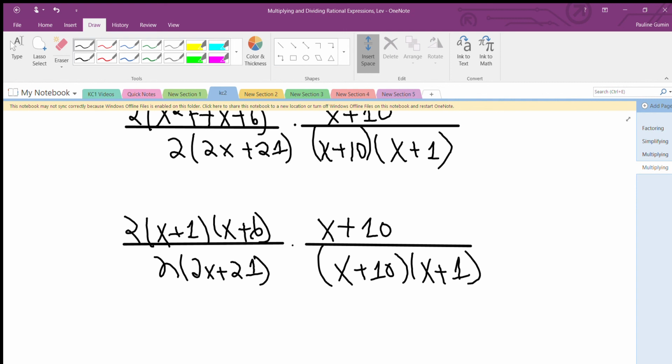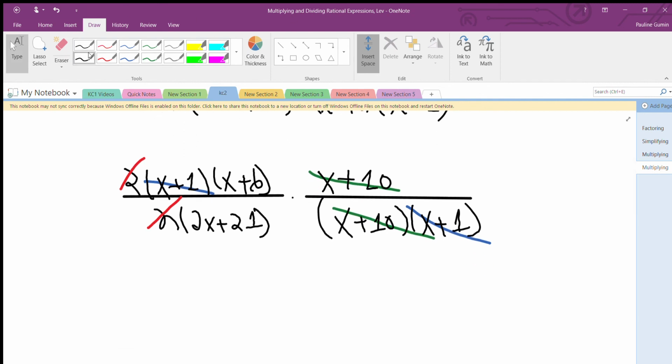Sweet. Let's start canceling what we can. 2 and 2. What else? X plus 1 and x plus 1. X plus 10 and x plus 10, and that's it. Okay. Well, that was quick. It was a quick one. We are left with x plus 6 and 2x plus 21.